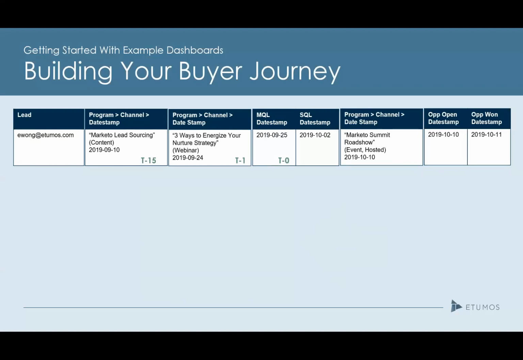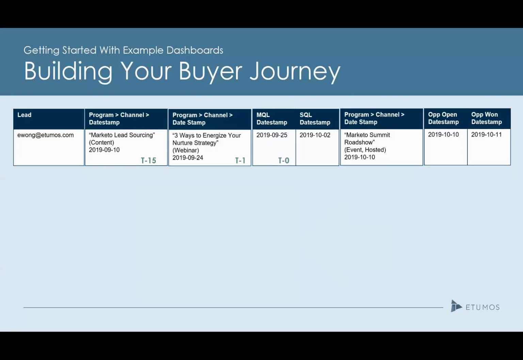1 day before they became an MQL, they engaged with a webinar. Wonderful, right? Once again, this in and of itself isn't going to yield the insights, but when you start layering this in groups of people and groups of behavior, you start seeing patterns emerge that do allow you to start making business decisions.